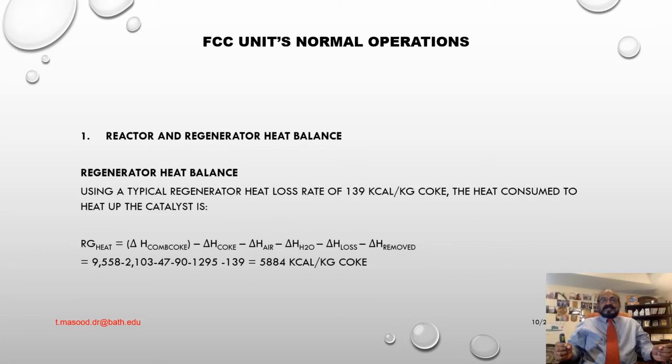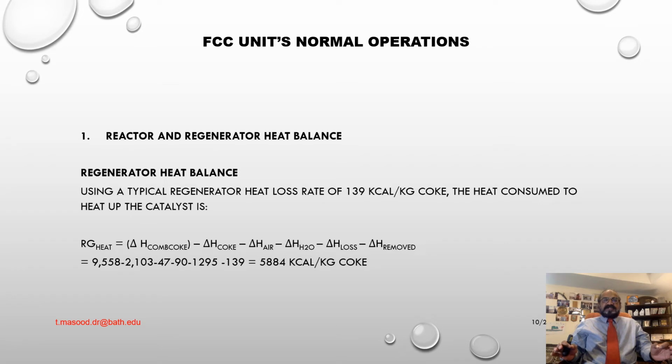Regenerator heat balance. Using a typical regenerator heat loss rate of 139 kilocalorie per kg coke, the heat consumed to heat up the catalyst is, first, regenerator heat: delta H combustion of coke minus delta H coke minus delta H air minus delta H water vapors minus delta H loss minus delta H removed.